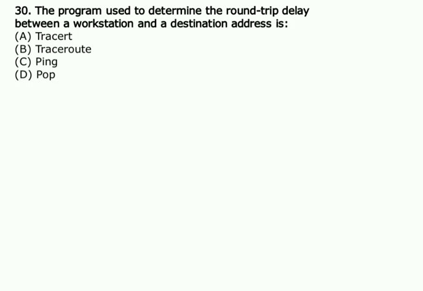The program used to determine the round trip delay between a workstation and a destination address is called dash. The answer is traceroute. Round trip delay means the time taken to travel from the sender to receiver and then again back from receiver to sender. So the program that we use to determine the round trip delay between the workstation and a destination address is called dash. So the answer is traceroute.